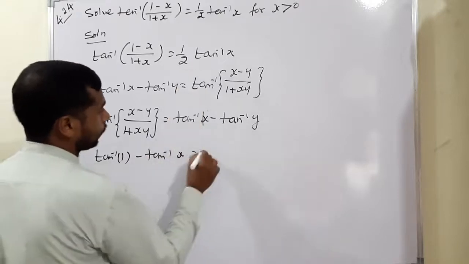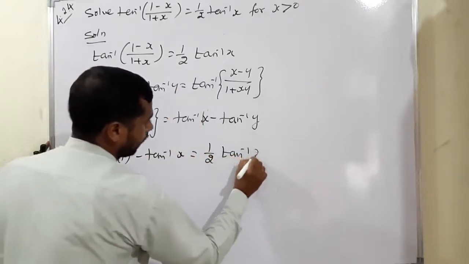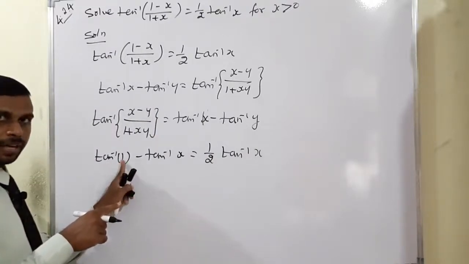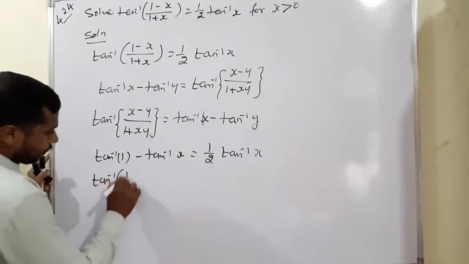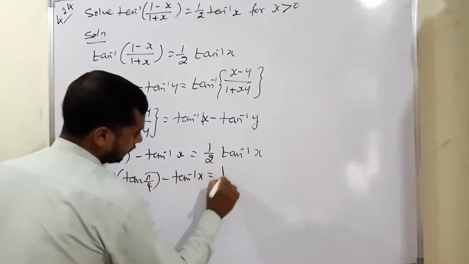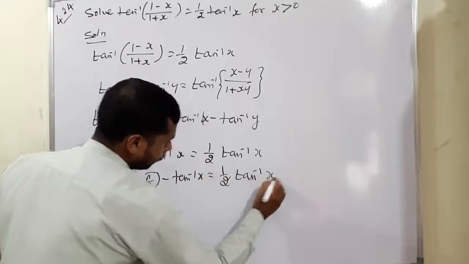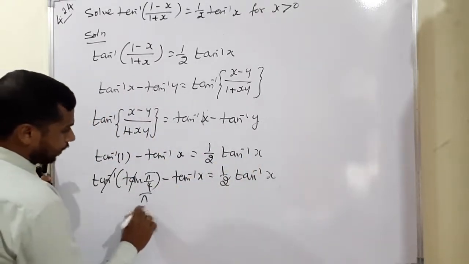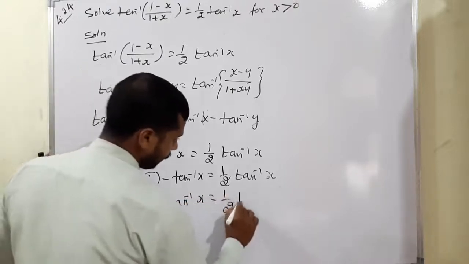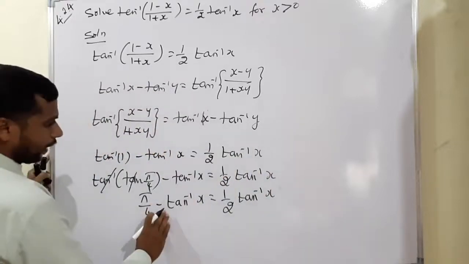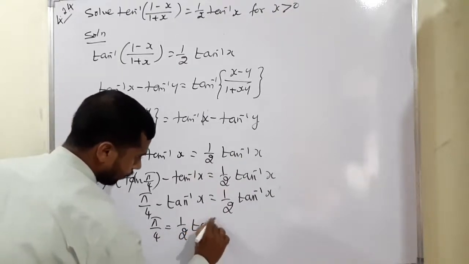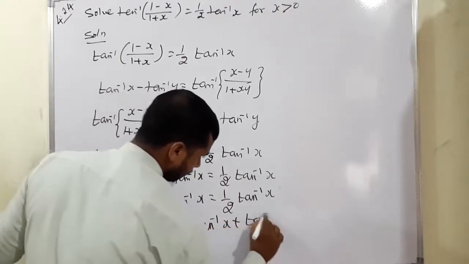Is equal to the opposite side of tan inverse of x. So already we know the meaning: tan pi by 4 means the value will be 1, isn't it? So tan inverse of tan pi by 4 minus tan inverse x is equal to half into tan inverse x. Again tan inverse and tan cancel, so pi by 4 minus tan inverse x is equal to half into tan inverse x. Again, bringing minus tan inverse x to the opposite side, pi by 4 is equal to half into tan inverse x plus tan inverse x.